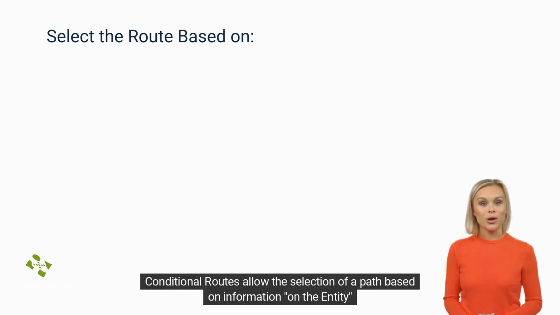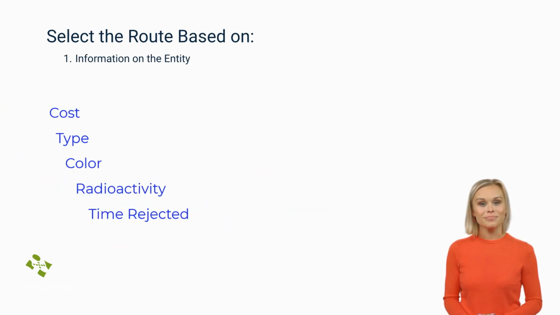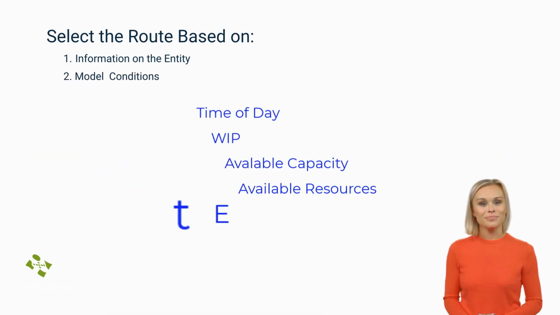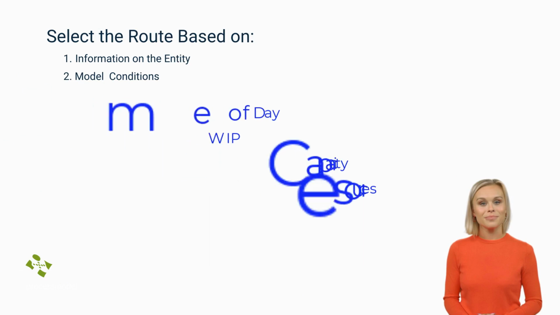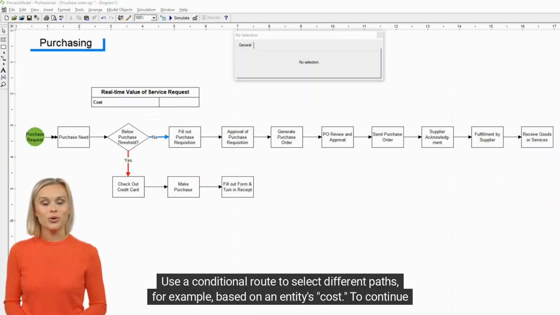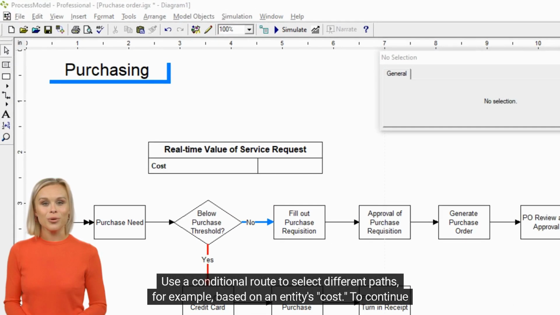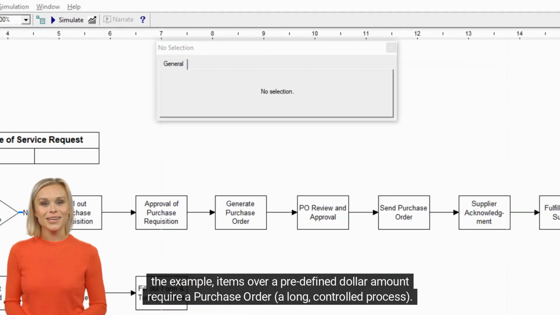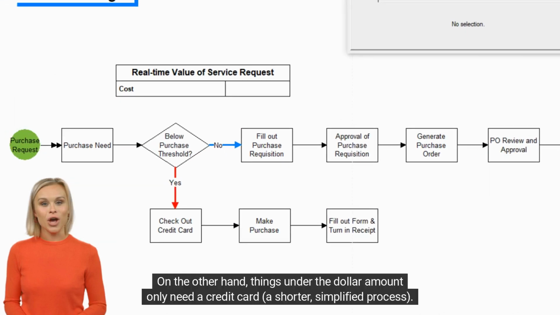Conditional routes allow the selection of a path based on information on the entity or on model conditions. Use a conditional route to select different paths, for example, based on an entity's cost. To continue the example, items over a predefined dollar amount require a purchase order, a long, controlled process. On the other hand, things under the dollar amount only need a credit card, a shorter, simplified process.